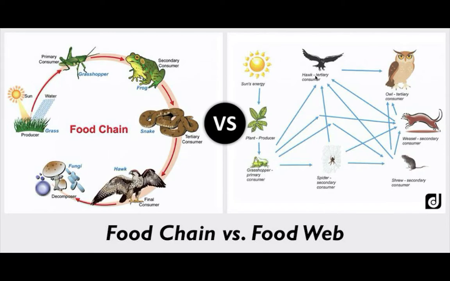The grasshopper is part of the hawk's food chain. It gives food to the hawk. The grasshopper also gives food to the weasel, so it's part of that food chain. And the grasshopper also gives food to the shrew, which is part of their food chain. So a food web is a whole bunch of different food chains that interconnect and interlock.